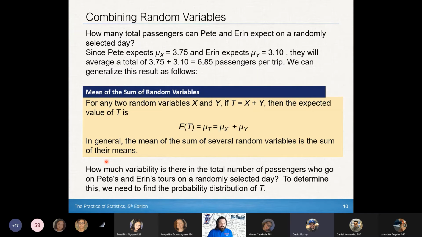How much variability is there in the total number of passengers who go on Pete's and Erin's tours on a randomly selected day? To do that, we need to find the probability distribution of t, because that probability distribution has a whole different set of possible outcomes, depending on the different combinations of number of passengers between the two tour companies. So that's next.